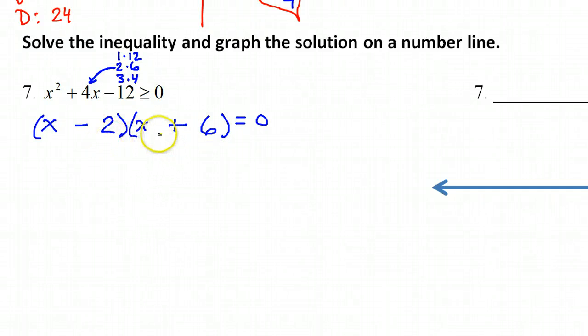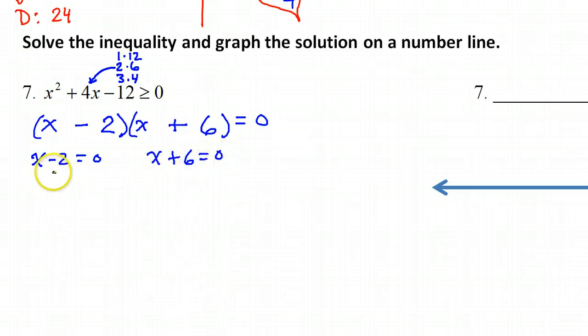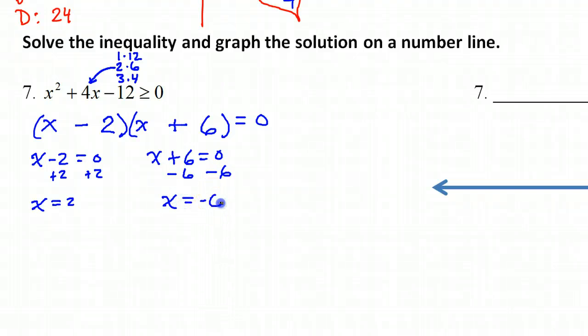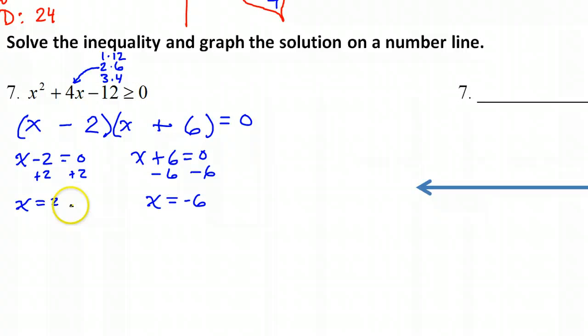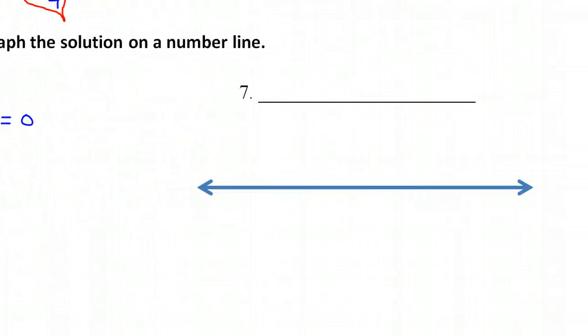Now, to get the x-intercepts, I would set these equal to 0. So x minus 2 equals 0, and x plus 6 equals 0. Adding 2 to both sides gives me x equals 2. Subtracting 6 from both sides gives me x equals negative 6. So what I have here are the x-intercepts, 2 and negative 6. I'm going to put those two on my number line. The negative 6 goes over here, and the 2 goes over here.